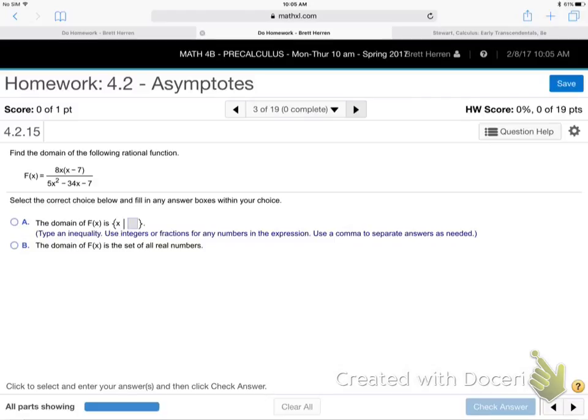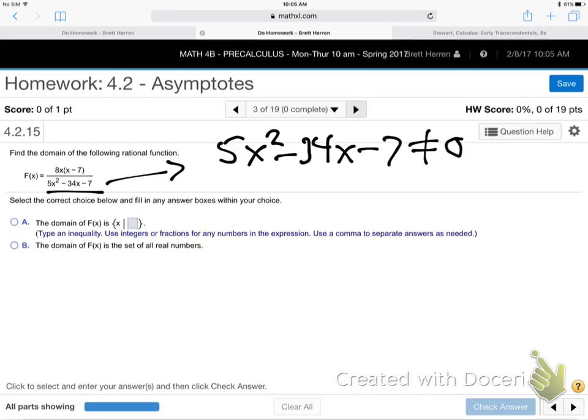All right, so try that one, guys. I'm going to run through roll while you work on that one. That one's harder, right? You know what you've got to do? You've got to grab that denominator. You've got to say denominator, 5x squared minus 34x minus 7, you cannot equal 0, right? So what do you have to do? You've got to factor that thing, don't you?